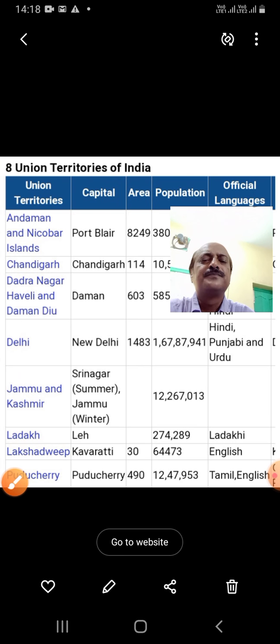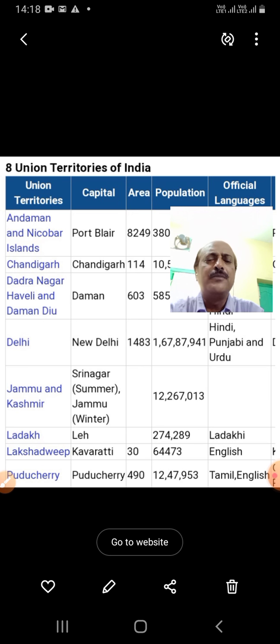So students, do you remember which is the biggest state and which is the smallest state? The biggest state is Rajasthan area wise, and the smallest state of India is Goa. But in population, Uttar Pradesh has the highest population in the state.